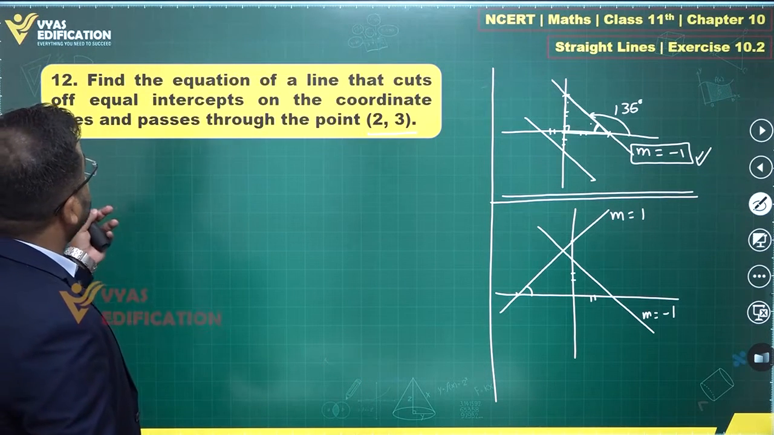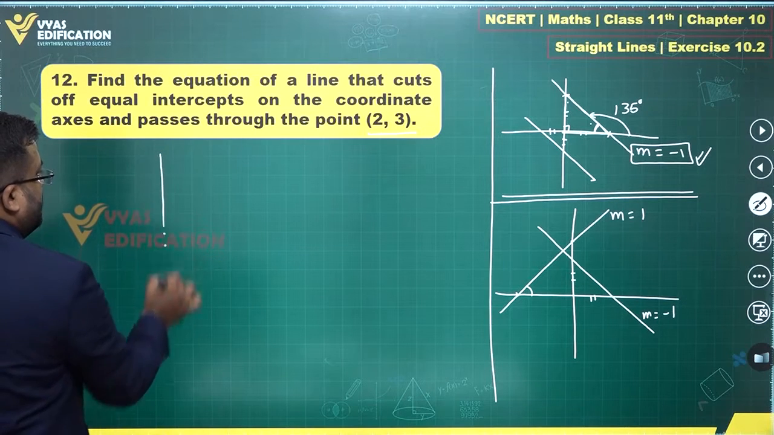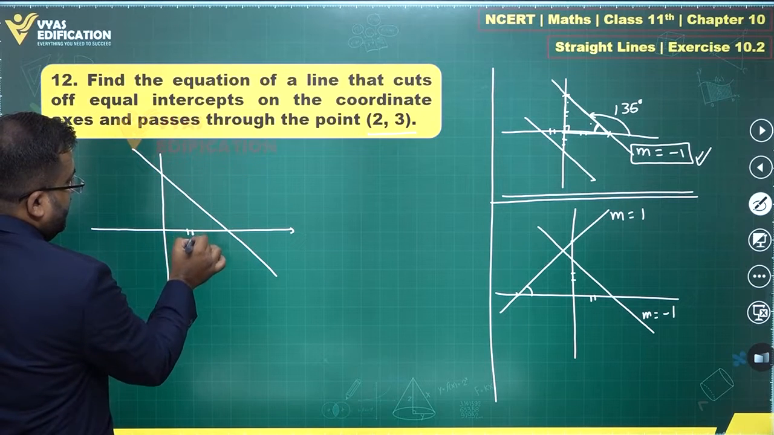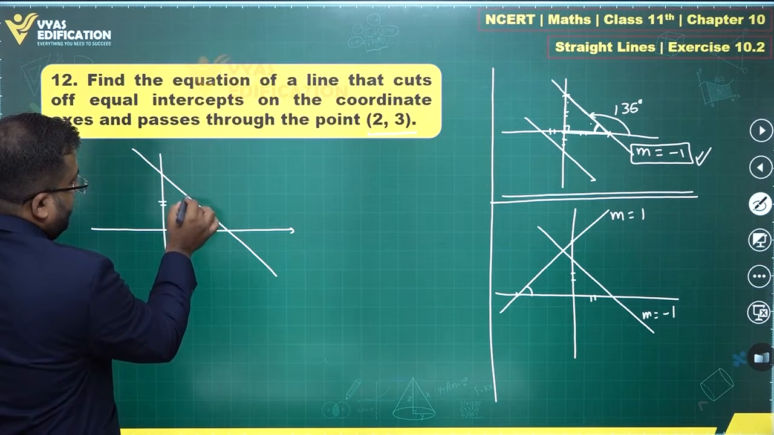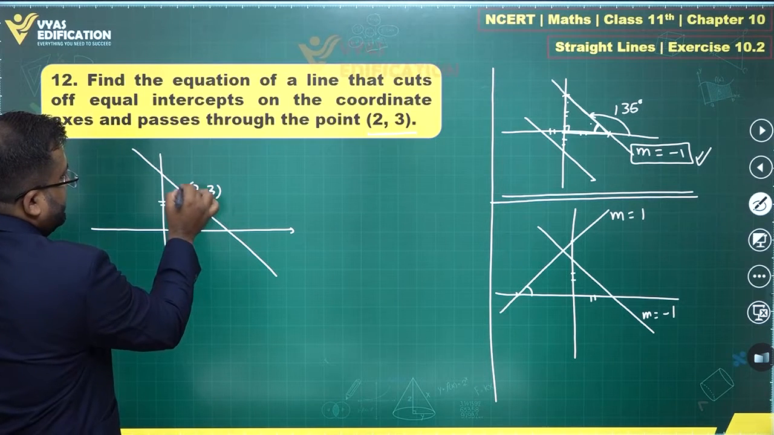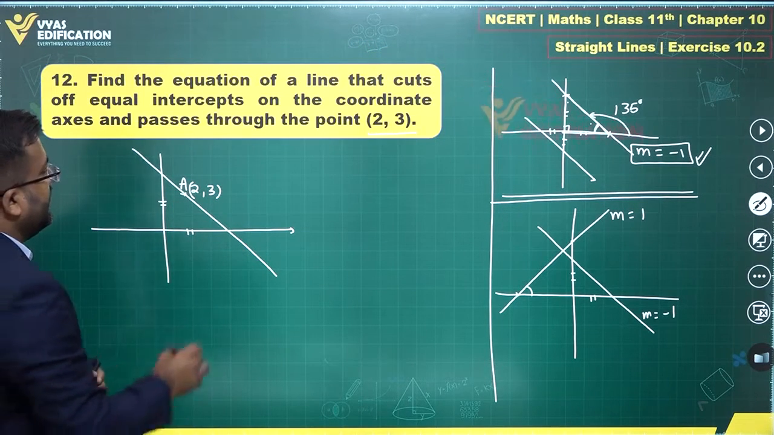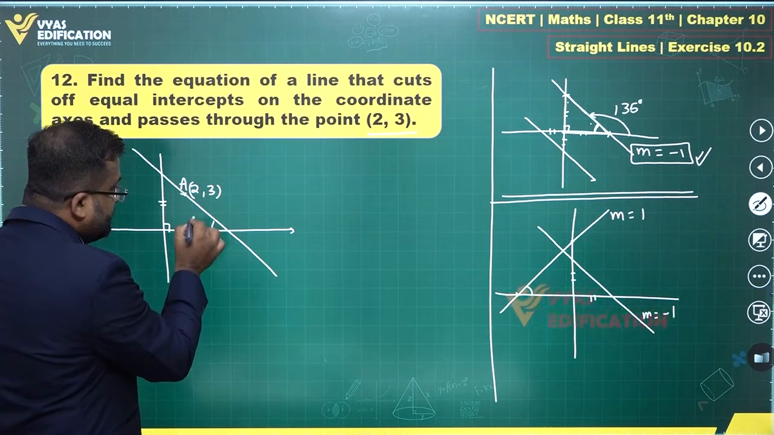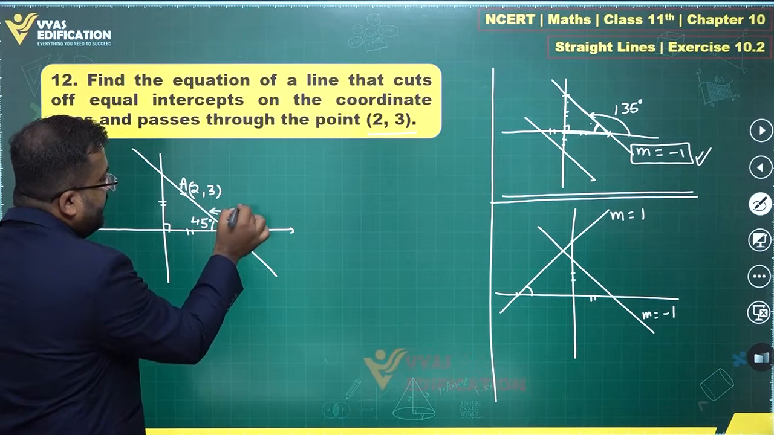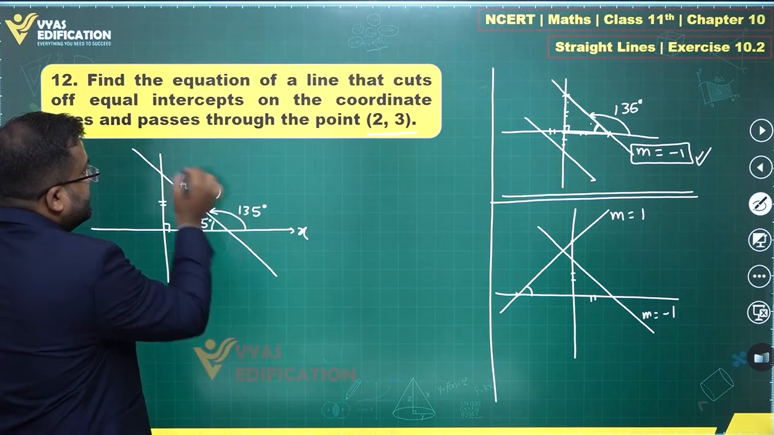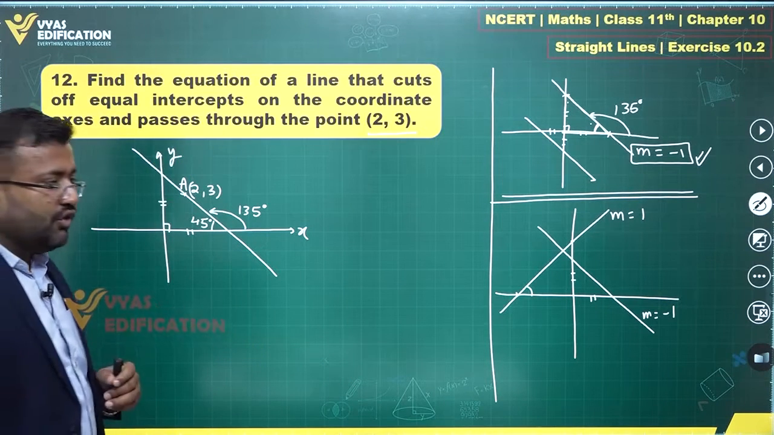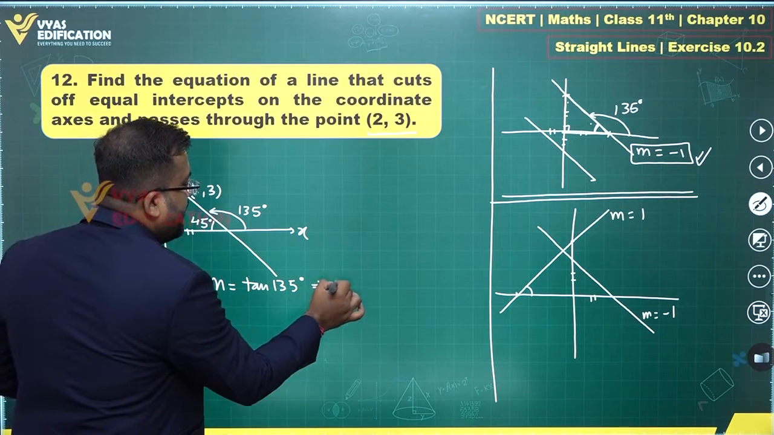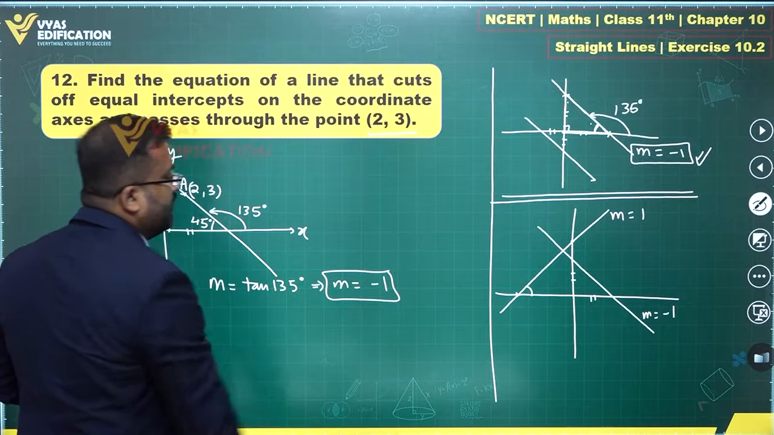Find the equation of a line that cuts off equal intercepts on the coordinate axis and passes through the point (2, 3). So the line passes through the point (2, 3) and cuts off equal intercepts. (2, 3) would be somewhere here. Let's call this point A, and since it cuts off equal intercepts on the coordinate axis, this is what the line will look like. This particular angle, if it is 45 degrees, then this particular angle will be 135 degrees from the positive x-axis anti-clockwise. Therefore, slope m will be equal to tan 135 degrees, and by this time you should be aware of this particular value, which is -1.